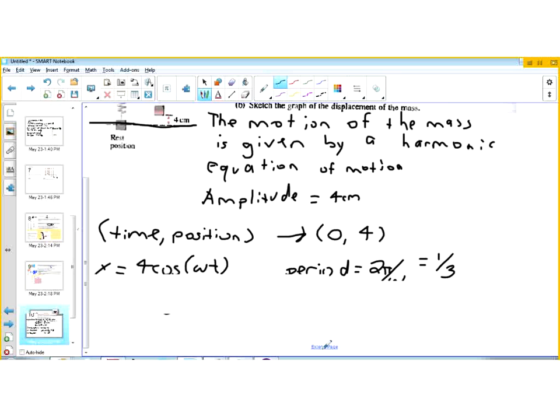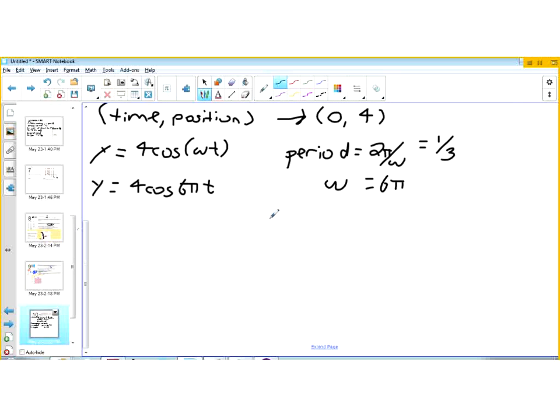Okay, so we need to sketch the graph. And let's see if we can do it without the assist of a computer. So we know we need to sketch y equals 4 cosine 6 pi t, and the period is a third. So that means if we have our position, so we'll call it this y, and then we'll have our t-axis. The period is a third, so we'll have 1/12, 2/12, 3/12, 4/12. So here is 1/3.